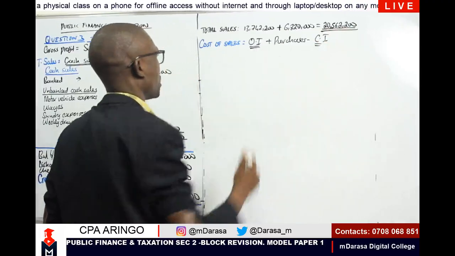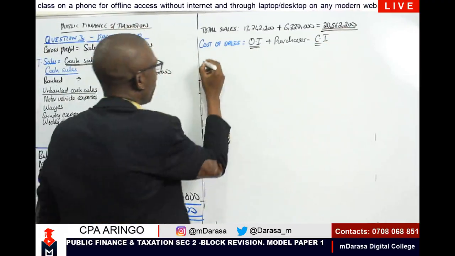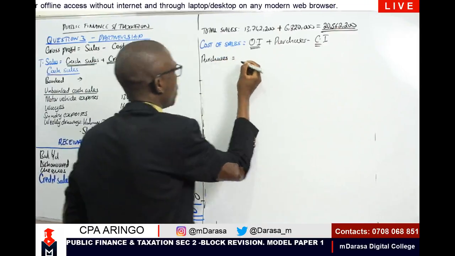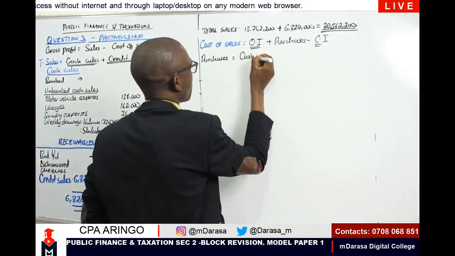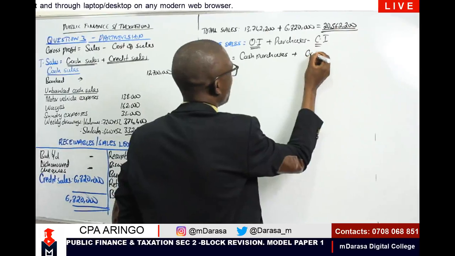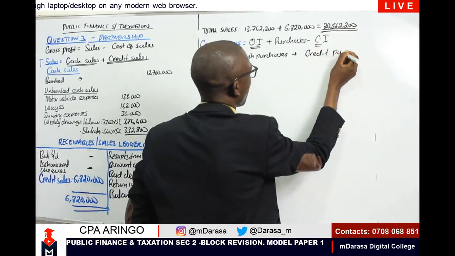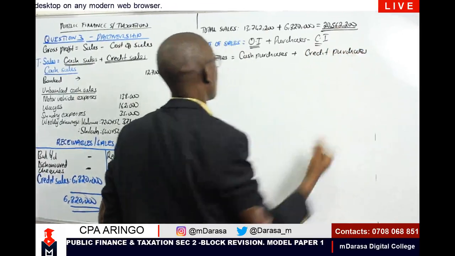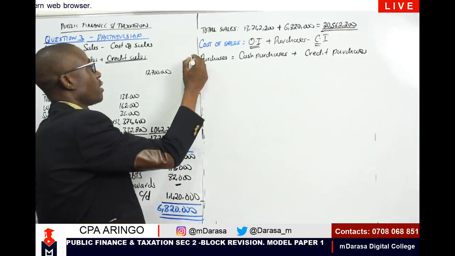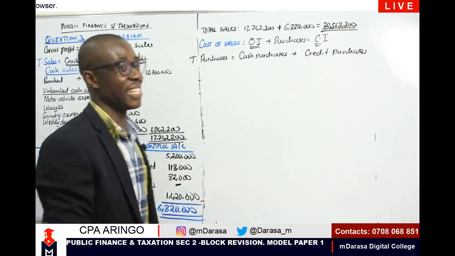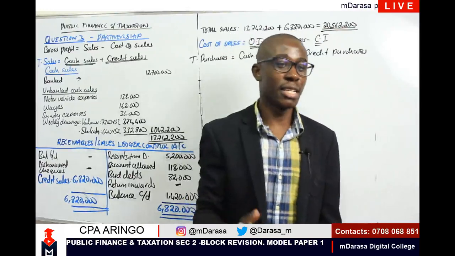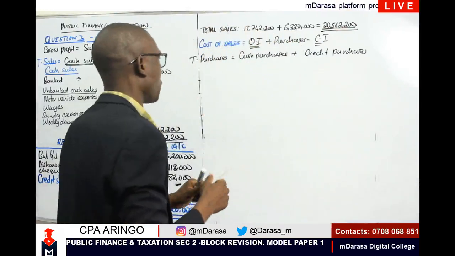What about our purchases, my good students? To determine our purchases, we know very well we are going to talk of our cash purchases. We add our credit purchases. That should give us our total purchases. Now, again, the same concept. Let us break it down. How will we identify our cash purchases?